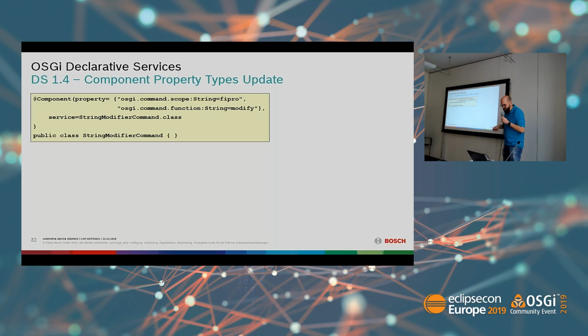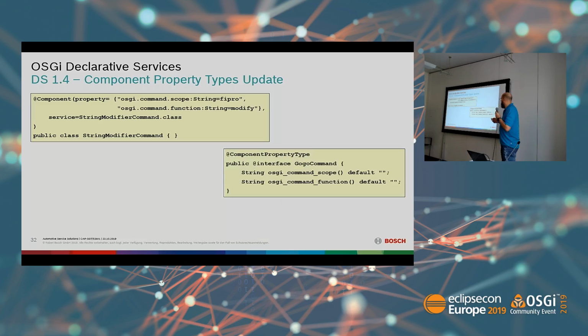Component property types, I need to hurry. Component property types are annotations. So this is a component property type. I'm specifying the type. Gogo command, it's an annotation. It has two parameters, and I'm specifying a default.